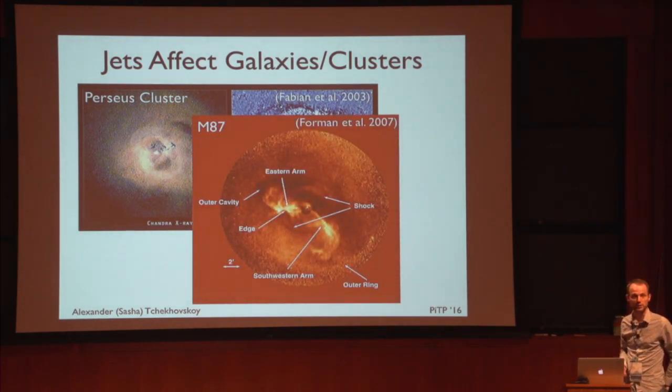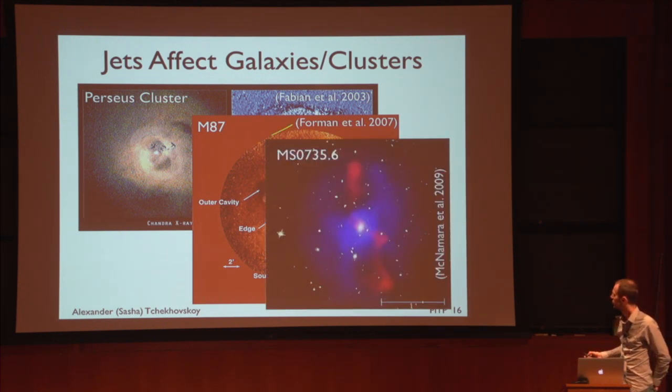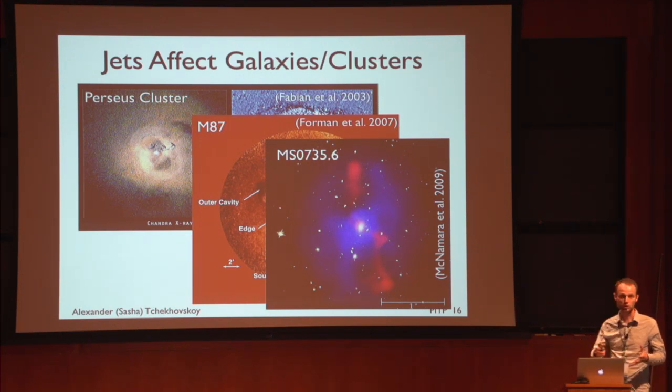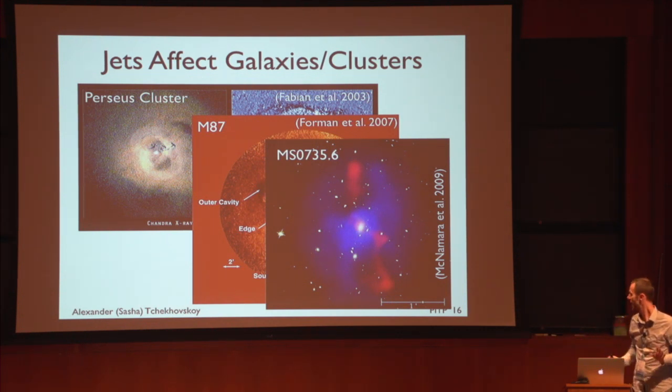Also, perhaps keeping the gas hot, which otherwise would undergo runaway cooling. In the M87 galaxy that I will talk more about later in the talk, in the next talk as well, we see more of the same shocks and cavities blown out by the jets. And in this dramatic example of the cluster MS0735.6, we see huge cavities blown out, presumably by the jets powered by the central black hole. What's really puzzling is that the entire energy associated with those cavities is comparable to the rest mass energy of the black hole. It's almost as if this black hole was nearly maximally spinning, and the jets somehow managed to extract all of that rotational energy and dump it into the ambient medium over the past maybe 10 million years or so.